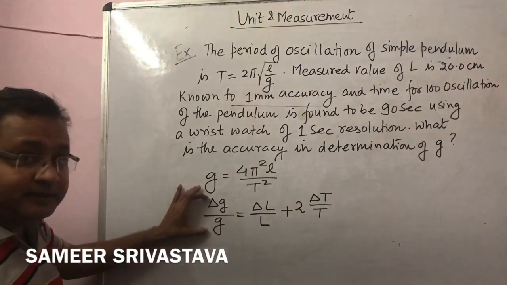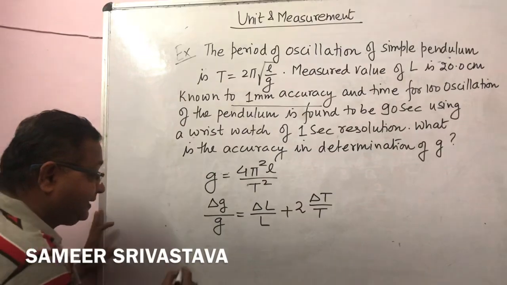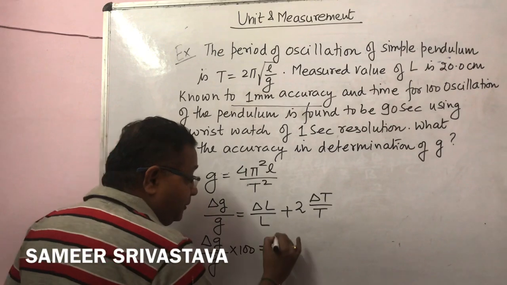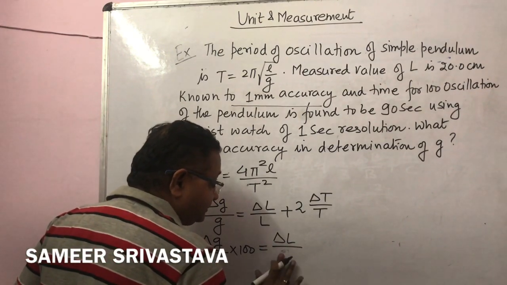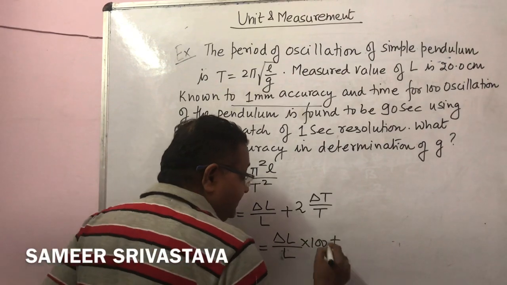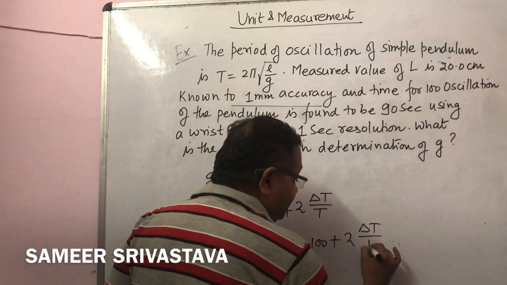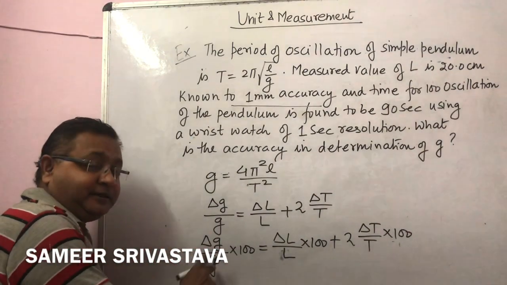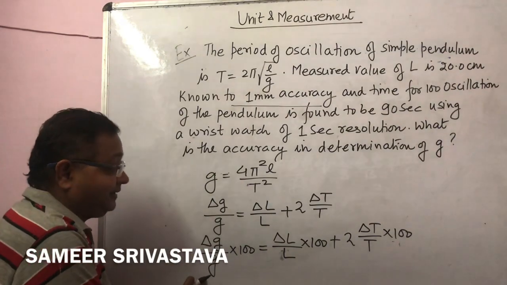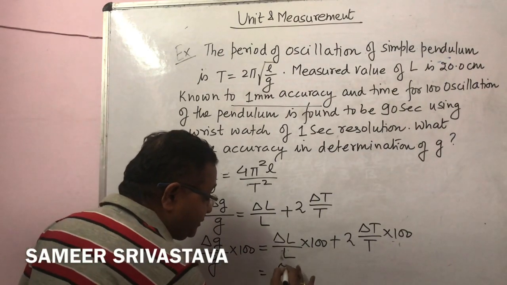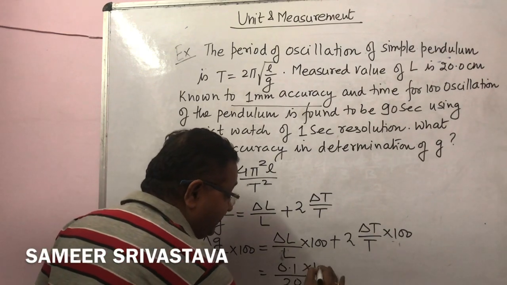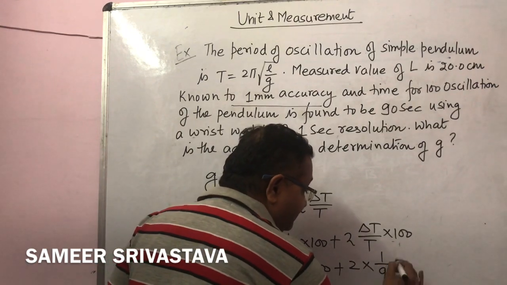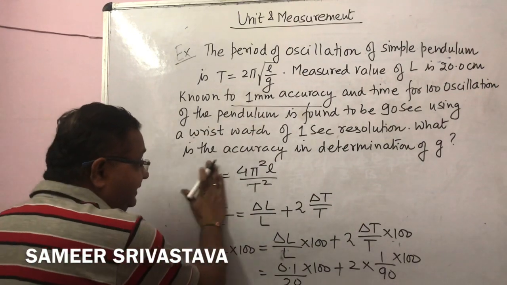If we want to convert this into a fractional or percentage relative error, we can multiply by 100: delta g upon g into 100 is equal to delta L upon L into 100 plus 2 times delta T upon T into 100. Now this accuracy for g is converted into a percentage relative error. Now put the values here. Delta L is 0.1 and L is 20, multiplied by 100, plus 2 times delta T is 1 and T is 90, multiplied by 100. What answer do we get?